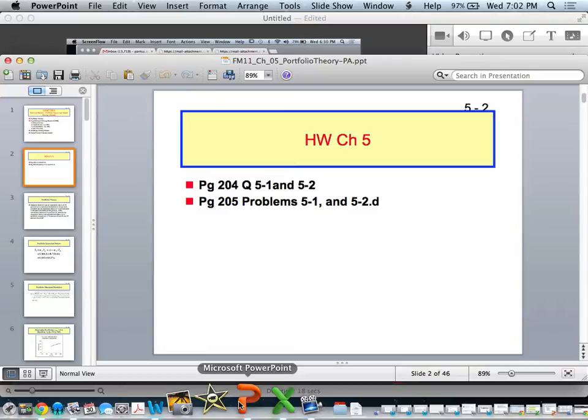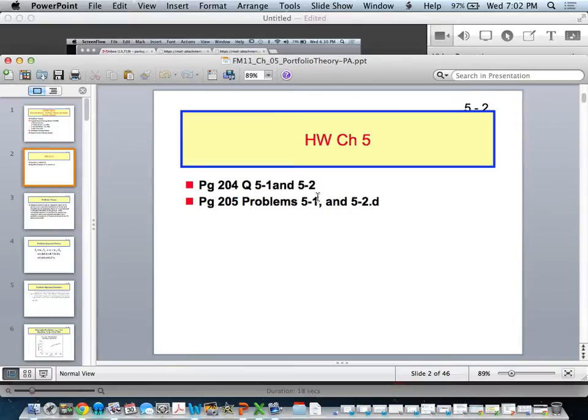How many of you have heard the name Fama? Yeah. I've been talking about it many years, and you'll see Fama is right there. So until now, I used to say we do Sharpe and Markowitz, their works, as 2 Nobel Prize winning works in this class. Now we can add one more. Anyway, as you know, targeted homework, page 204, question 5.1 and 5.2. Page 205, problems 5.1 and 5.2d.